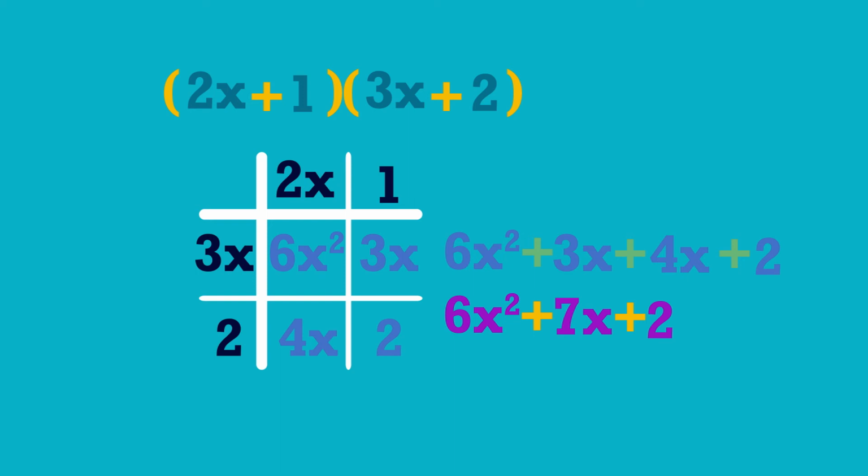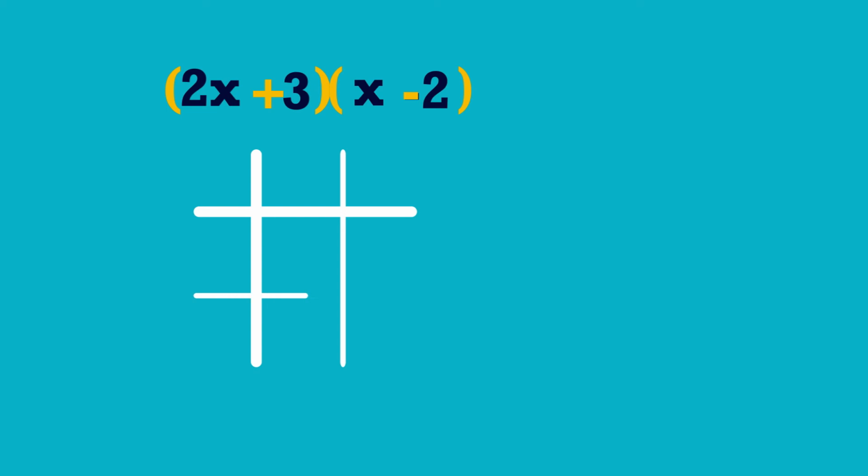I'm going to show you one final example now, this time involving negatives, but again, the process works exactly the same. In my first bracket, I'm going to have 2x plus 3, and in my second bracket, I'm going to have x take away 2. Again, I draw my grid. I split the first bracket into 2x and 3 along the top, and down the left, I split x take away 2 into x and then negative 2. Notice that has to be negative because we were taking away 2.